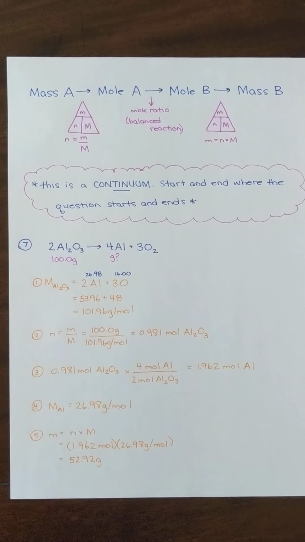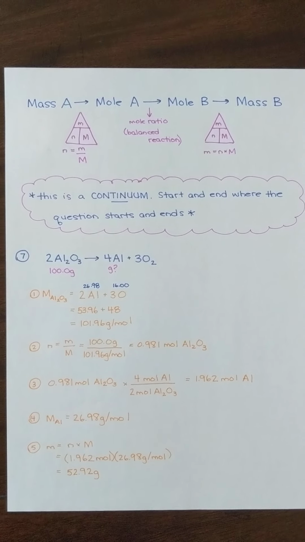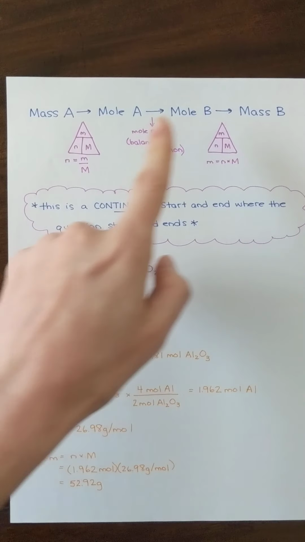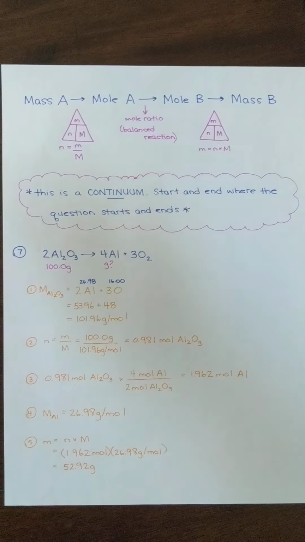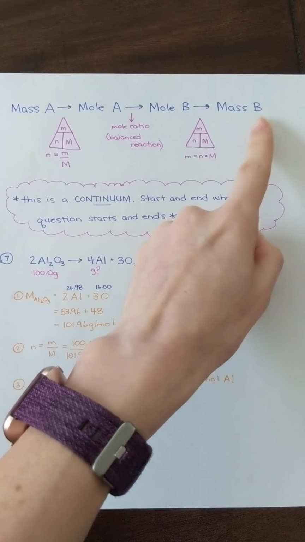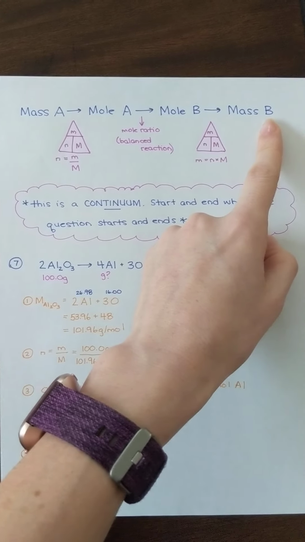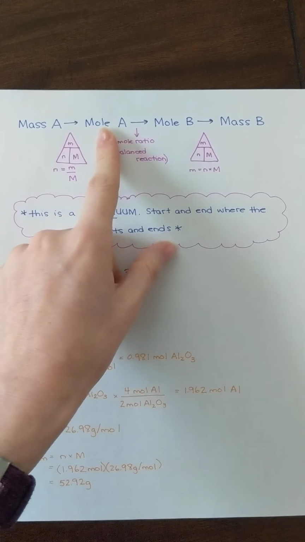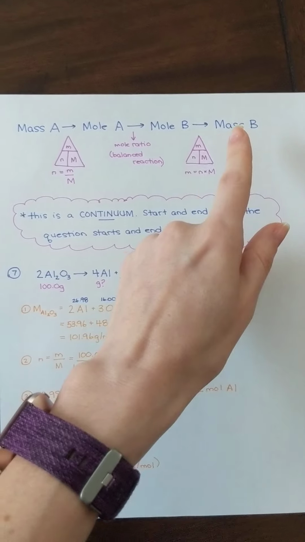So stoichiometry pretty much throws everything that we've learned so far into one big question. I'm going to call this a continuum because depending on your question, you might want to start from the very start and work your way all the way to the end. Or you might be given something maybe already in moles and you can start at the mole number and go as far as you need to go.